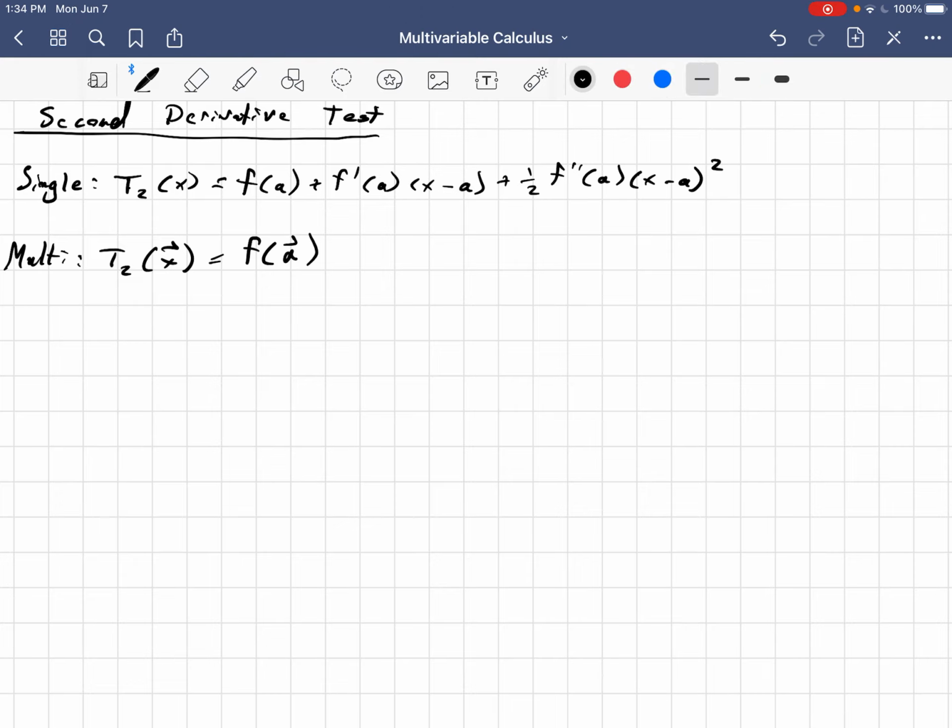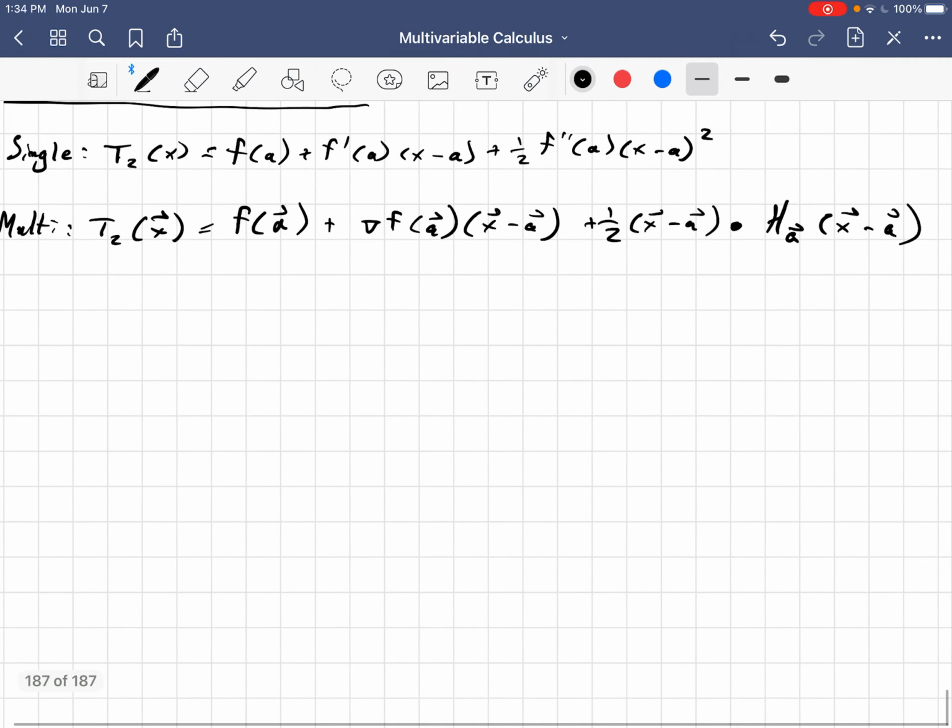we still have to equal the functional value at that same vector input, plus now the gradient of f of A times the vector x minus the vector A, plus 1/2 times the vector x minus the vector A, dotted with what's known as the Hessian matrix evaluated at the vector A times the vector x minus the vector A. Now, this might look really scary, and honestly, at first, I thought it did too. I'm going to walk through it step by step.